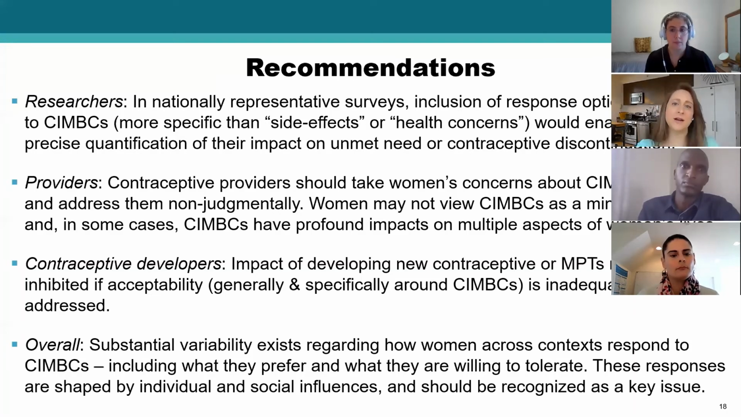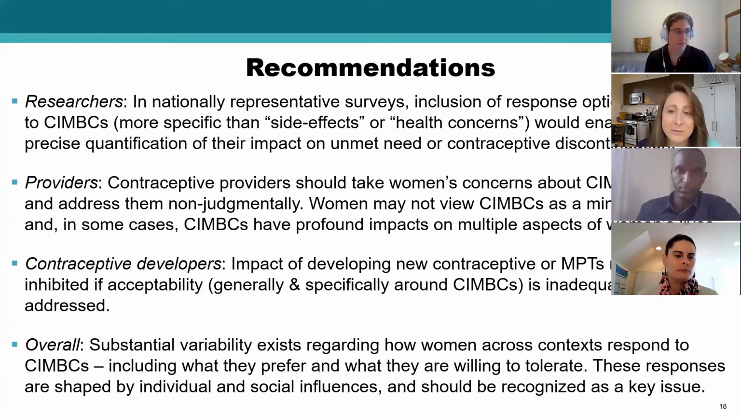And so just briefly, our paper goes into detail on recommendations that stem from our scoping review. For example, we suggested that nationally representative surveys include more specific response options to enable more precise quantifications of the impact of CIMBCs. And it's thrilling that the most recent revision of the DHS questionnaire did make this change. So there should be more data on this coming out soon.